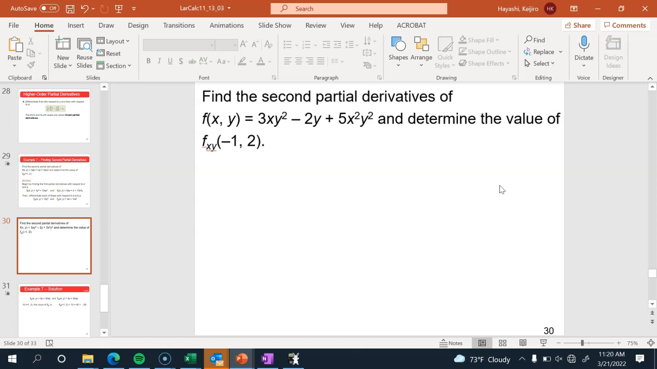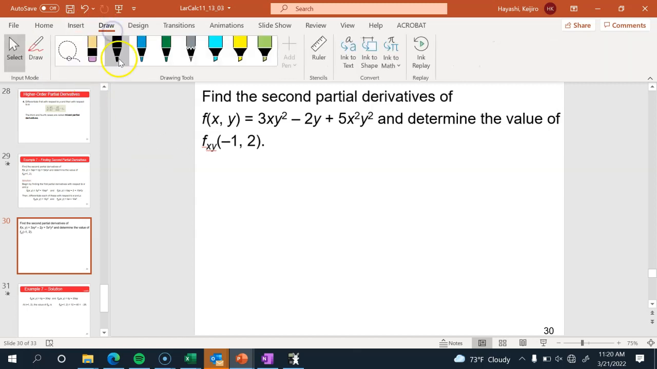If you were to, for some reason, start going into the third partial derivatives, there'd be 8. If you went into fourth partial derivatives, there'd be 16, then 32, then 64. But we don't really ever go that far. So before you find the second partial derivatives, you have to find the first partial derivatives.